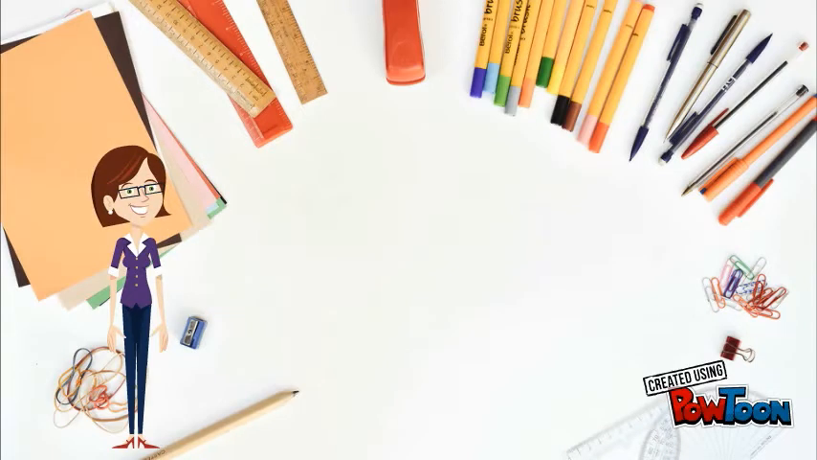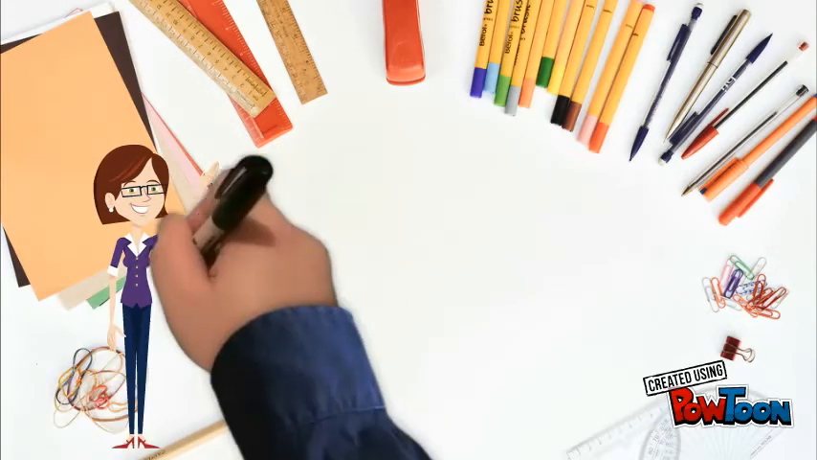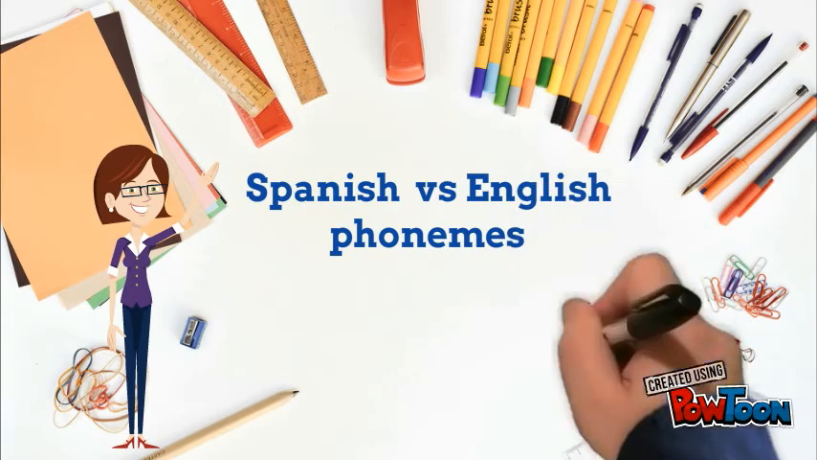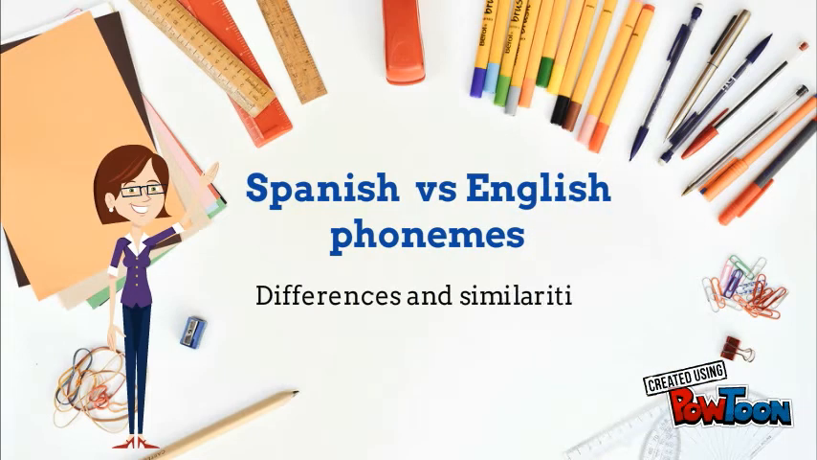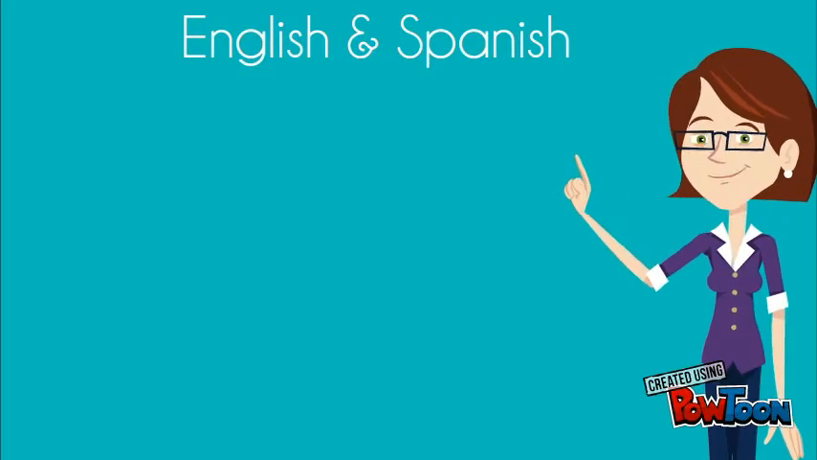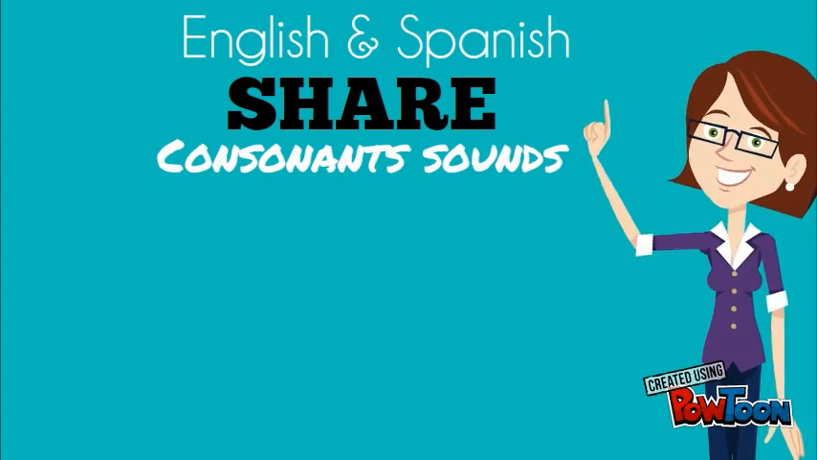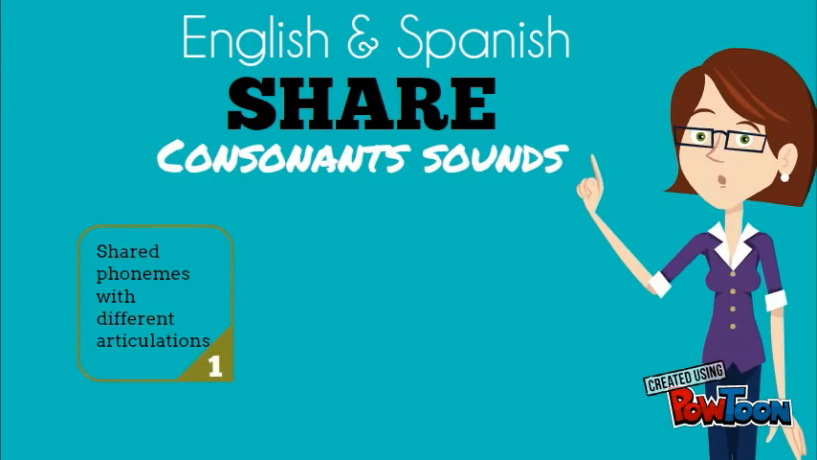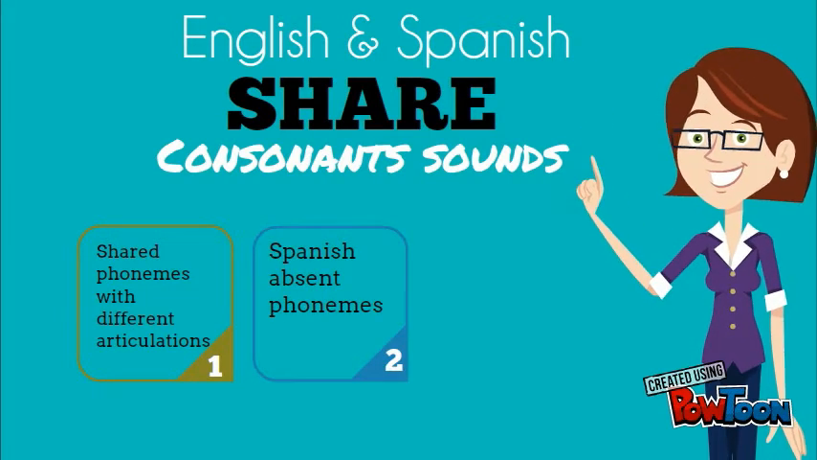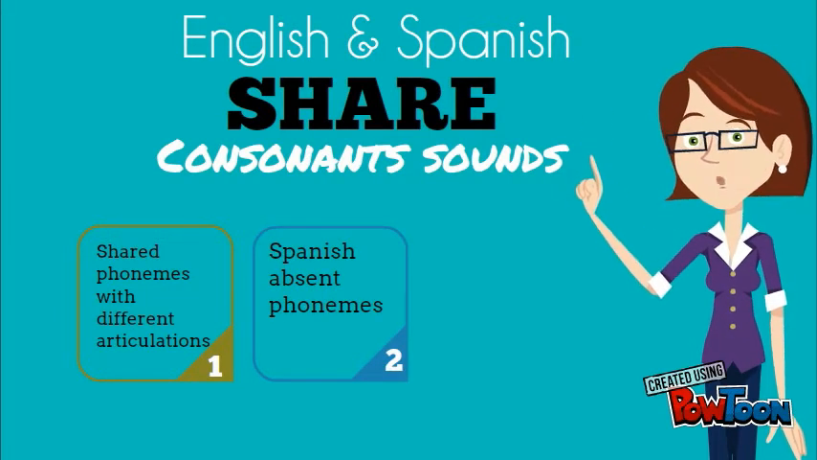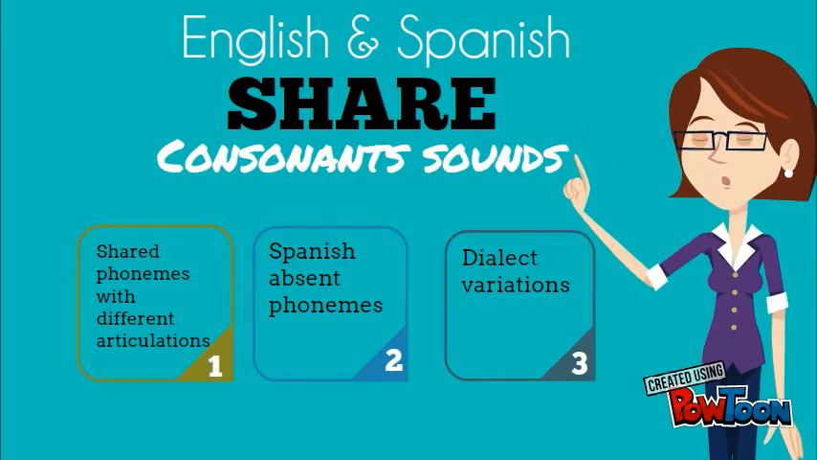Hello, I'm Laura. In this video, we will review Spanish versus English phonemes, their differences and similarities. English and Spanish share many of the same consonants and spell them similarly, but the major problems center on shared phonemes with different articulations, Spanish phonemes that are absent from the English system, and dialect variations.